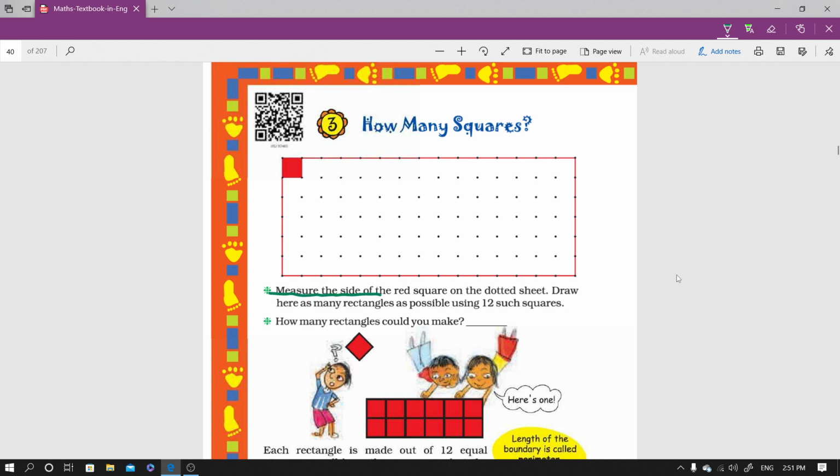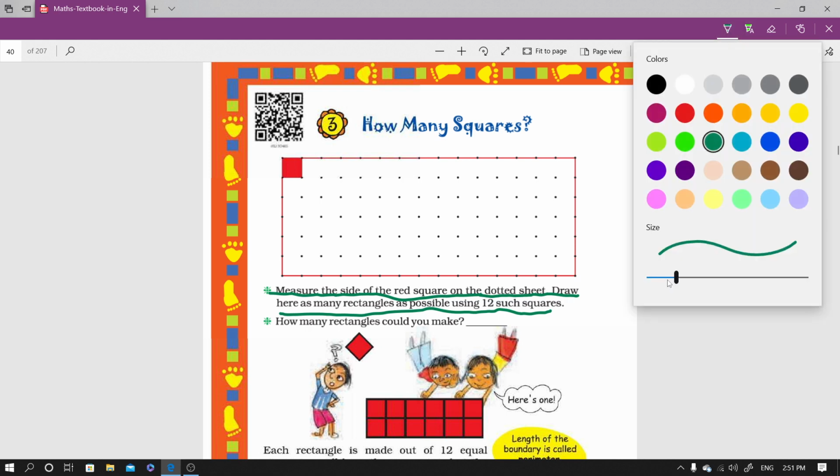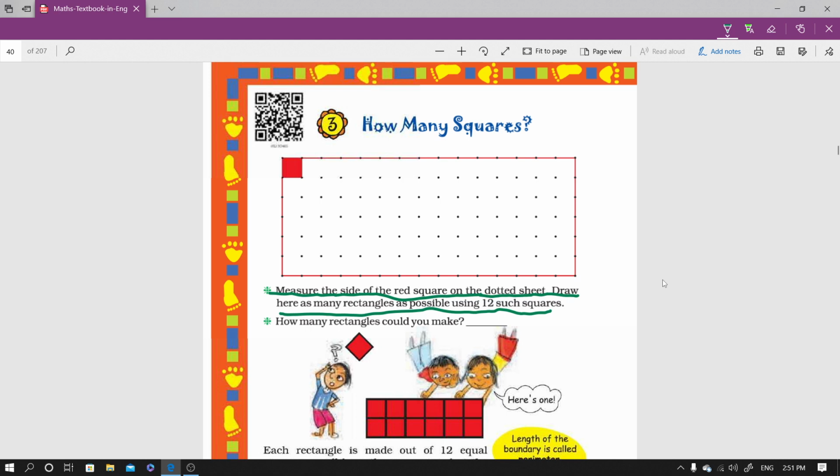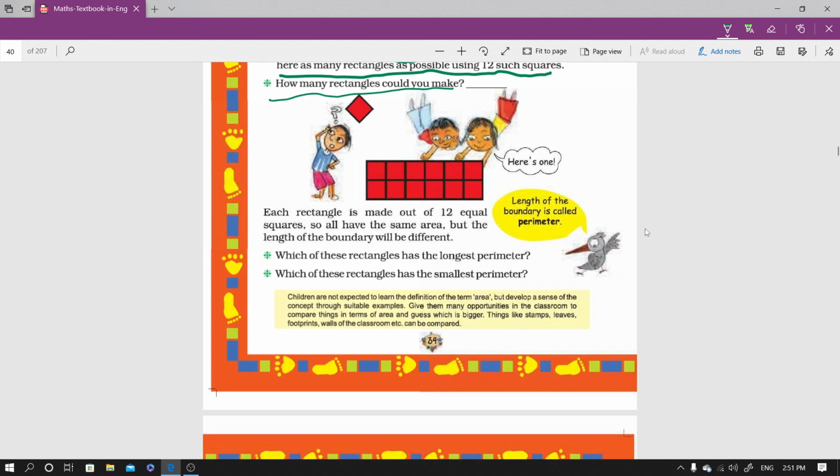Measure the side of the red square on the dotted sheet. Draw here as many rectangles as possible using 12 such squares. How many rectangles can you make? એટલે તમે કેટલા રેક્ટેંગલ બનાવી શકો છો?